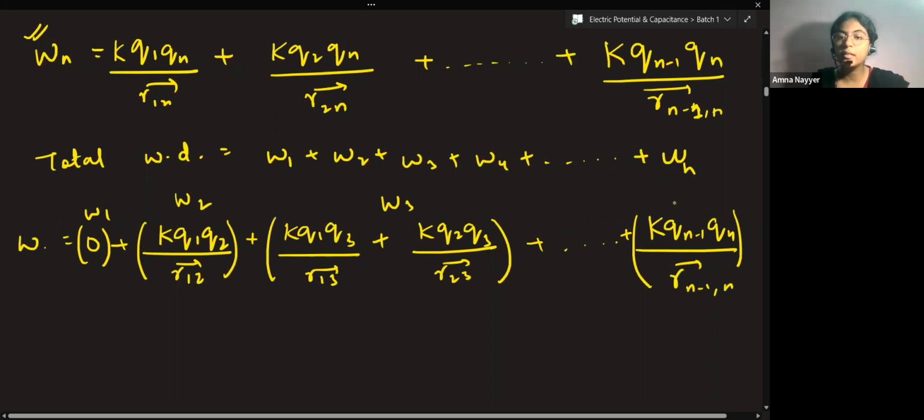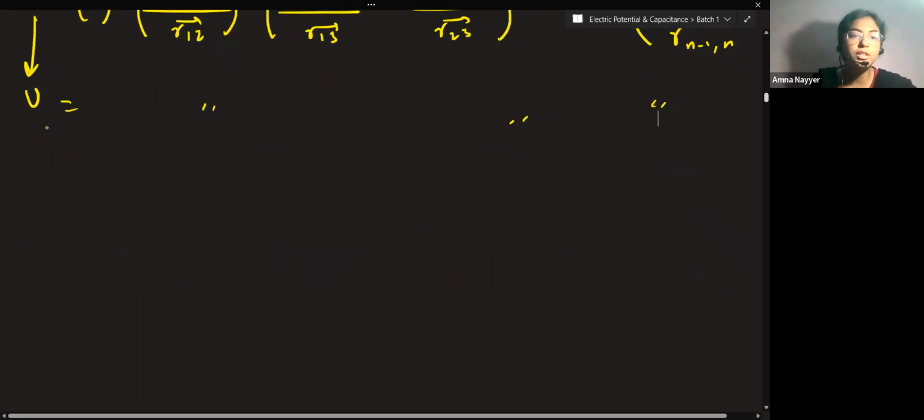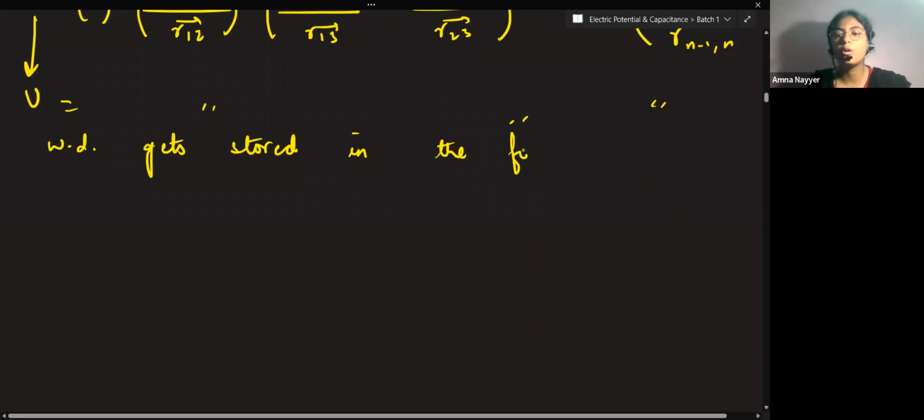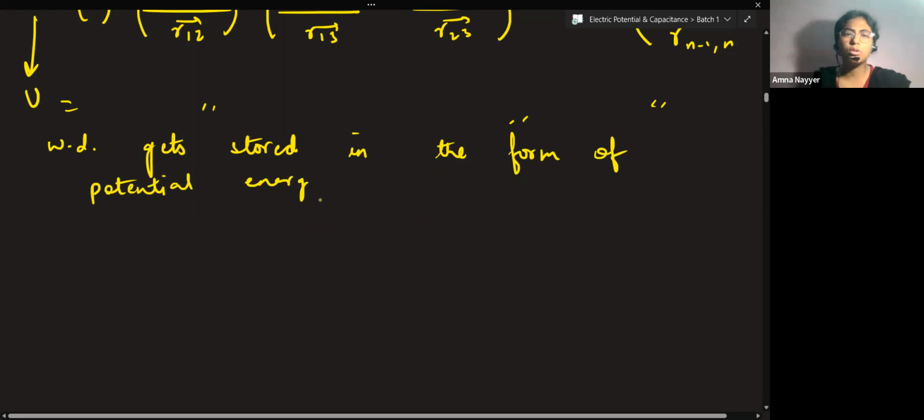This is Wn. Now all this work done gets stored in the form of potential energy. So I can directly write this is U only, whole value. This is the same. Why? Because the whole work done gets stored in the form of potential energy. So you cannot write it all the time in such a long manner. How many charges are there? You don't know. So just summarizing it.